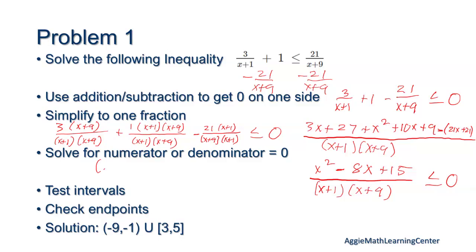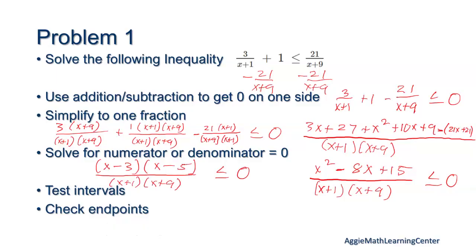But so the numerator will factor to an x minus 3 and an x minus 5. And the denominator is already factored. Less than or equal to 0. And so now we need to figure out when the numerator or denominator equals 0. And those are kind of critical points that you have to keep in mind on a number line. So I'm going to draw the number line up here at the top because that's where I have the most space.